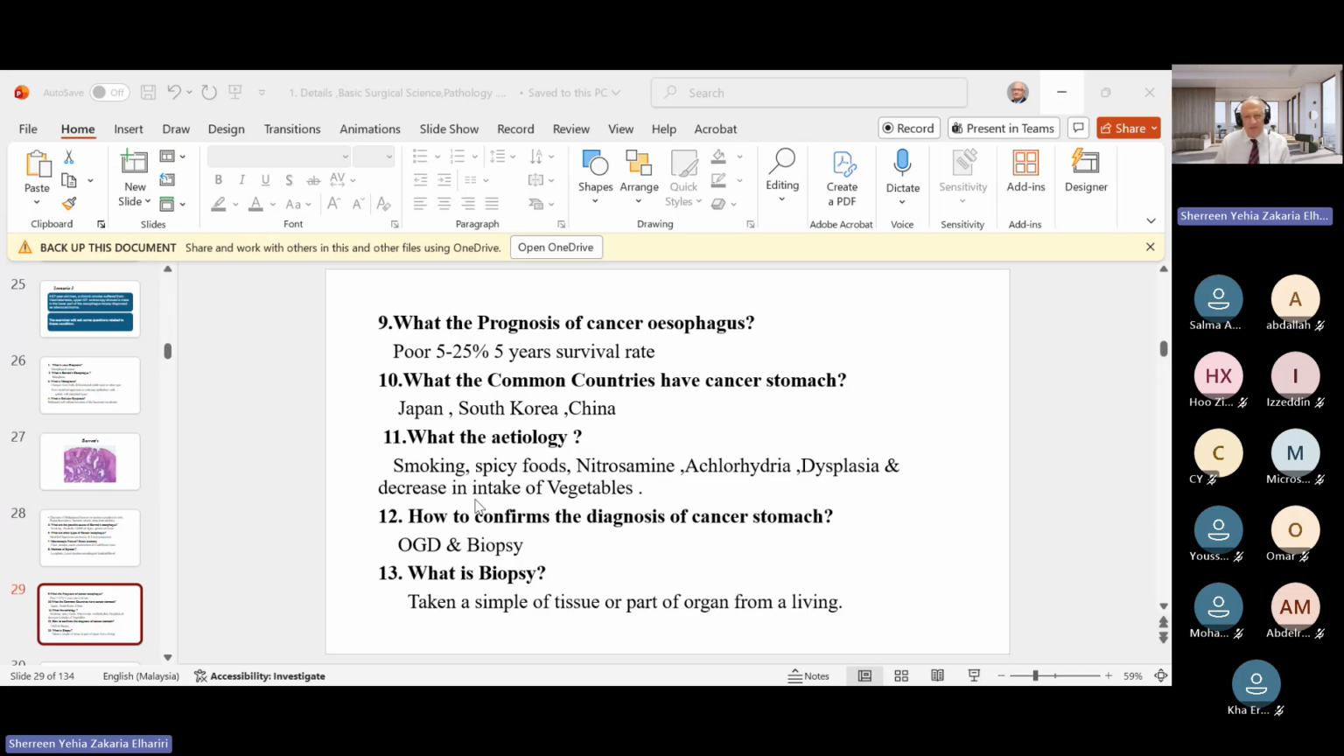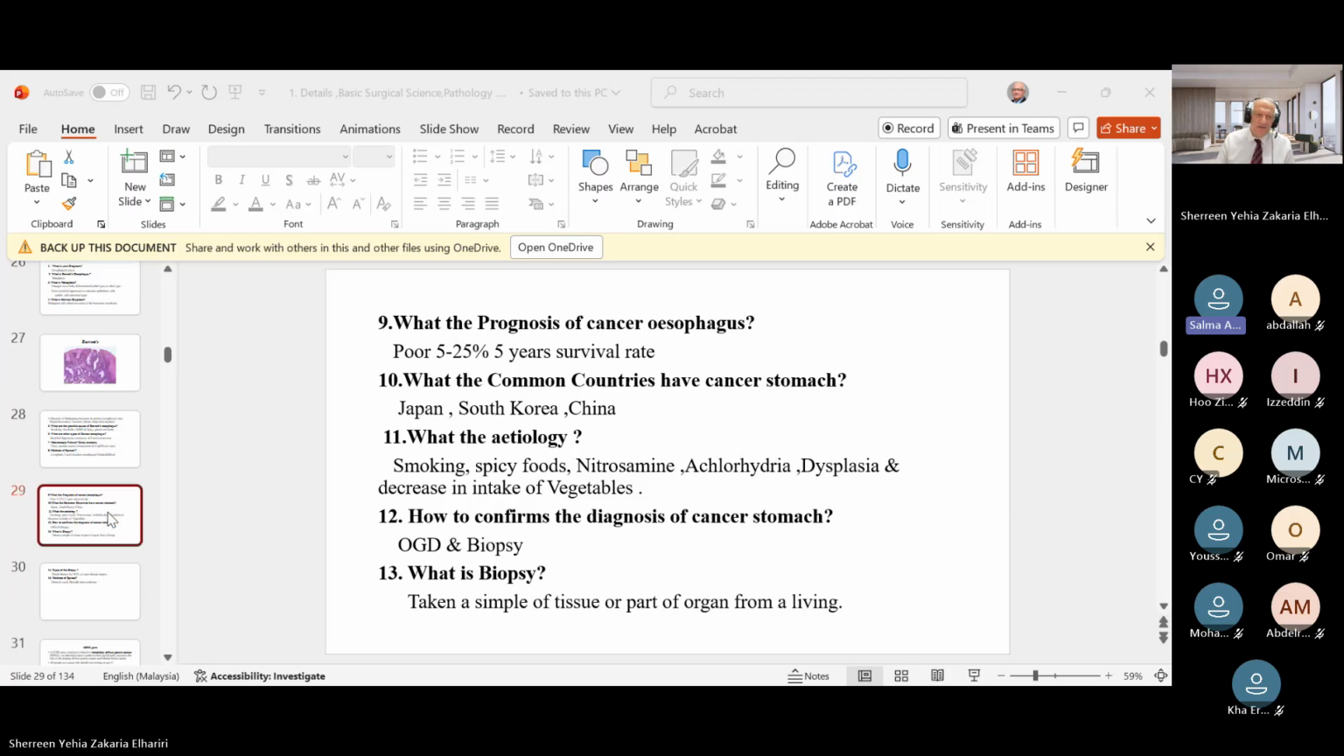How to confirm the diagnosis of cancer of the stomach? Upper gastrointestinal endoscopy and biopsy. What does biopsy mean? Biopsy, take a sample and send it for analysis under the microscope. You mean take a sample from the living, because autopsy is taking a sample from the dead. So biopsy is taking a sample from the living.